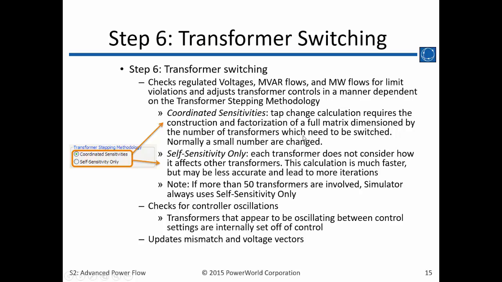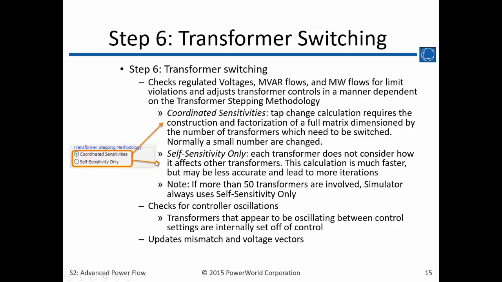What this relates to is that when you change the tap on one transformer, it changes the impact another transformer may have on a bus nearby or whatever it's regulating. So there is a coordination of the sensitivities in this step. If you use coordinated sensitivities and there's a small number of transformers that need to be switched, it will construct this matrix of interactive sensitivities between transformers and figure out how to switch them based on how each transformer will also affect the other transformers' ability to regulate.